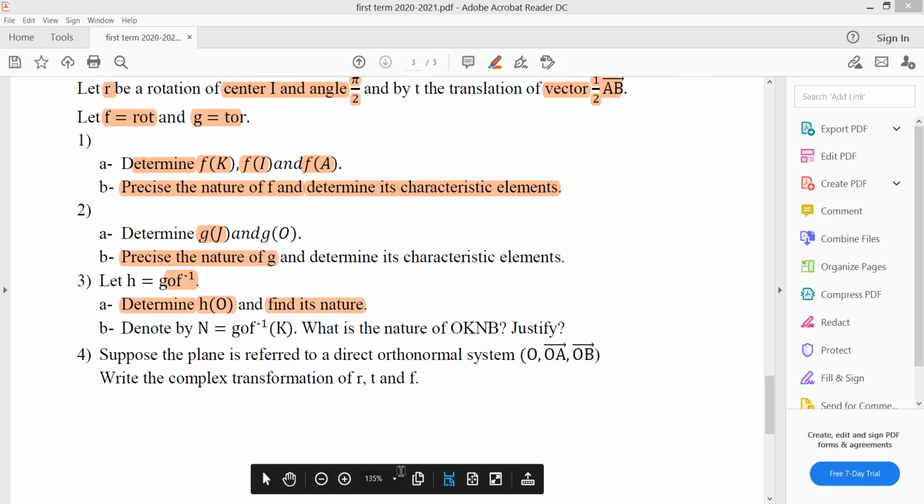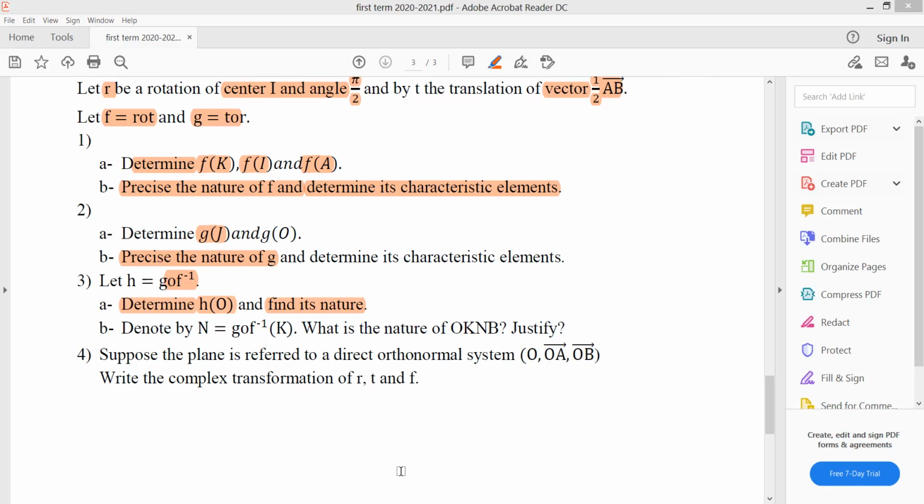So G round F inverse. G is a rotation with center J, angle pi over 2. And F inverse is a rotation with center K, angle minus pi over 2. Then G round F inverse is a rotation of angle the sum of the two angles, pi over 2 minus pi over 2 is 0. So G round F inverse is a translation.